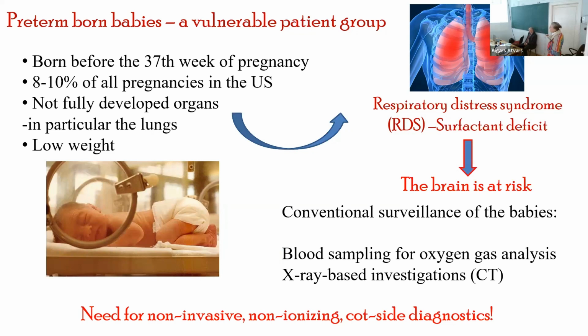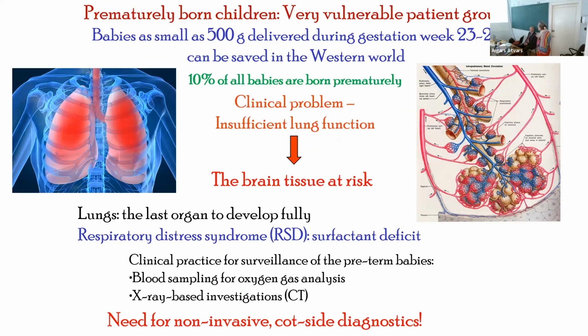What the doctors do is conventional surveillance of the babies with X-ray based investigations. Imagine these small kids or babies, 600 grams, exposed to ionizing radiation, which is very, very dangerous, and it has been shown that they sooner in life develop malignancies. They also do blood sampling, which is only a global measure. So there is a need for non-invasive, non-ionizing cot-side diagnostics. And this again shows exactly what the problem is: the surfactant that is lacking for the small alveoli.